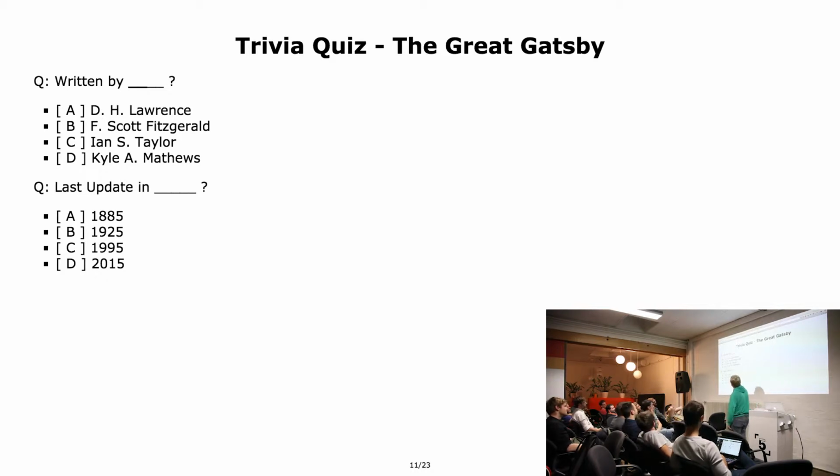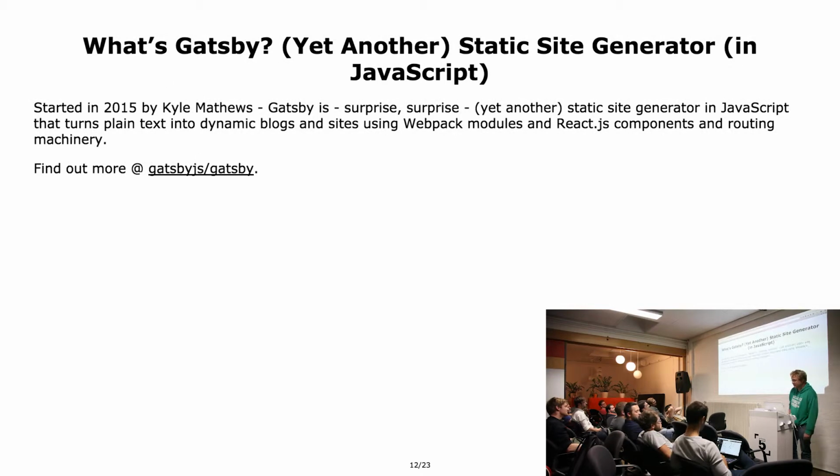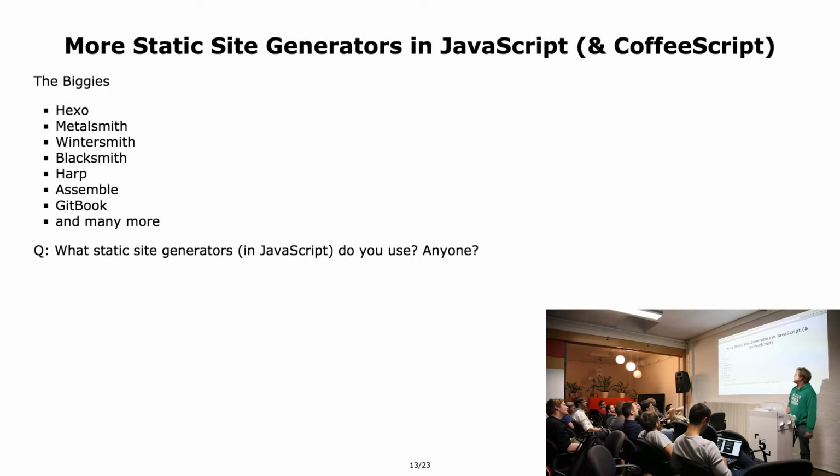So the answer is Kyle Matthews, and it's 2015. It's the latest and greatest static site compiler in JavaScript using React and Webpack. Open source, just 2-3 months old, fantastic. So now the question is static site generators in JavaScript. There are many. The big ones here, or CoffeeScript.